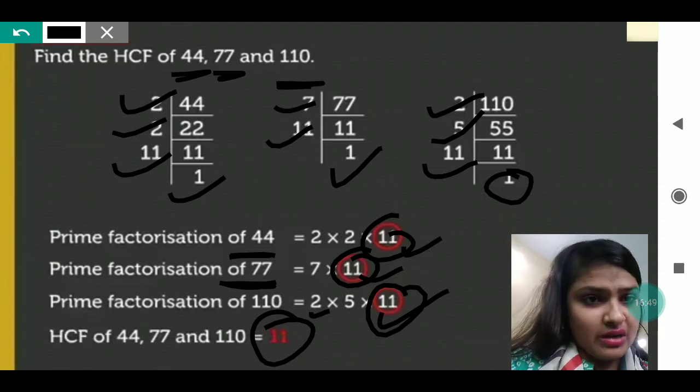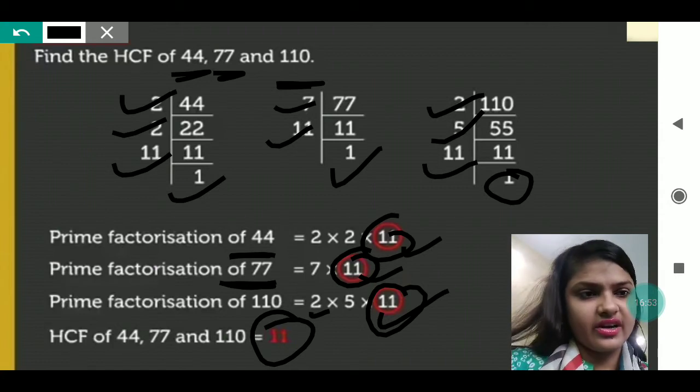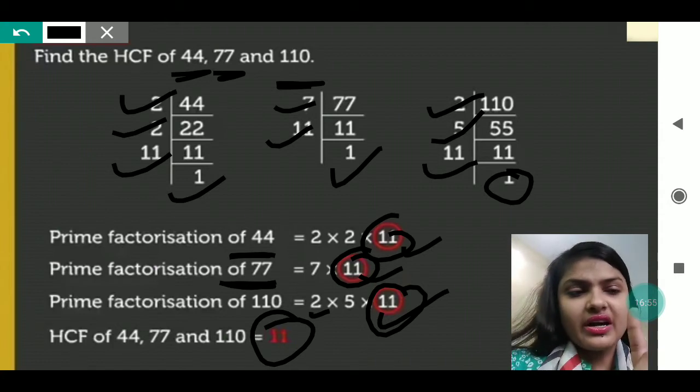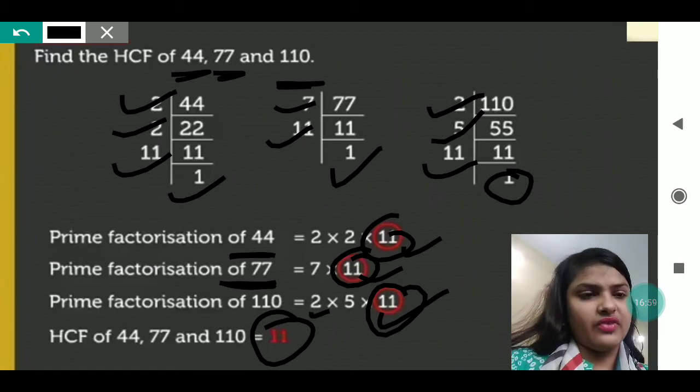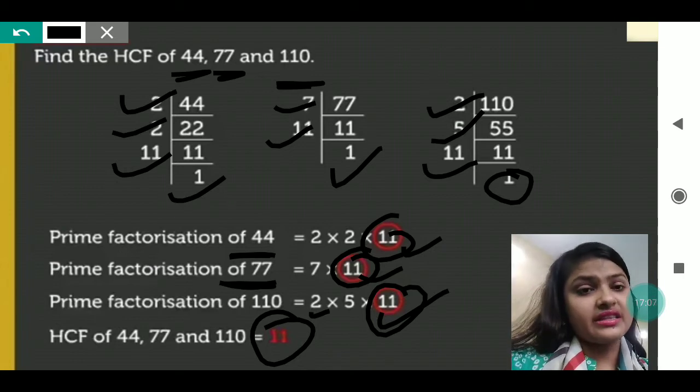If one more common factor were there, like 2, then we would do 11 into 2 and get the highest common factor. But only one common factor is there in all the 3, that is 11. So that only will be the highest common factor. No need to do anything with it. Don't think that if only one common factor is there, we have to do something more. Nothing we have to do. That only will be the highest common factor.